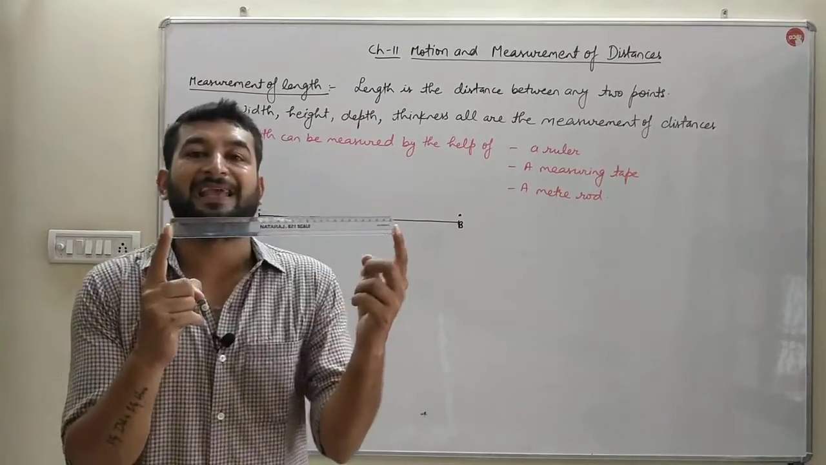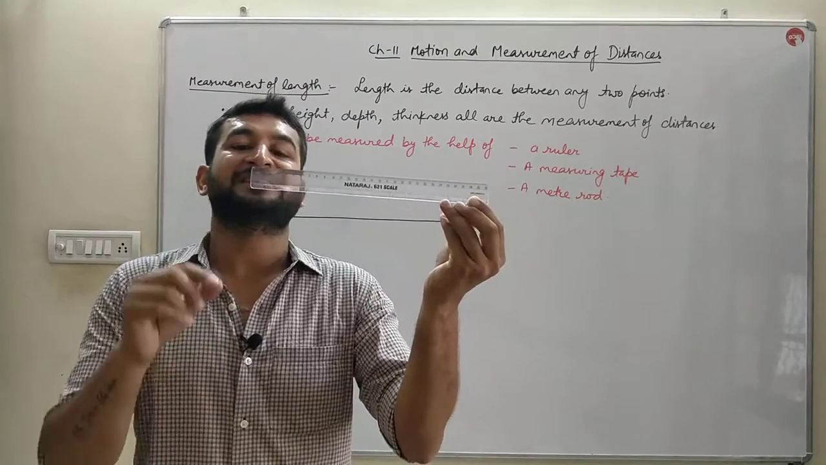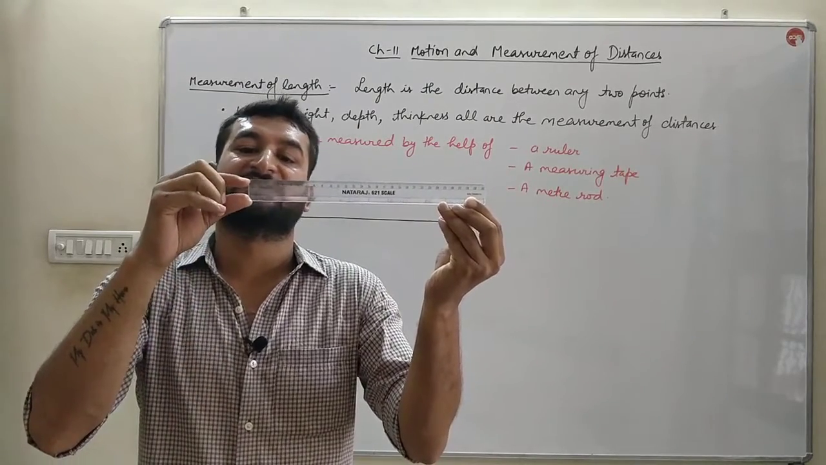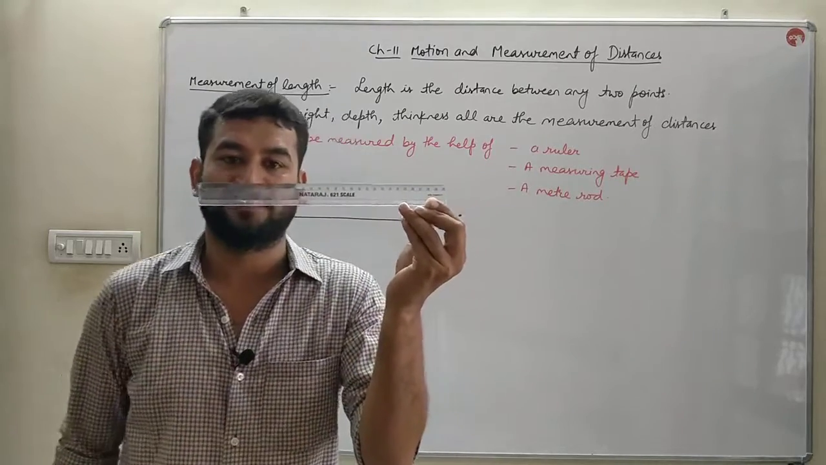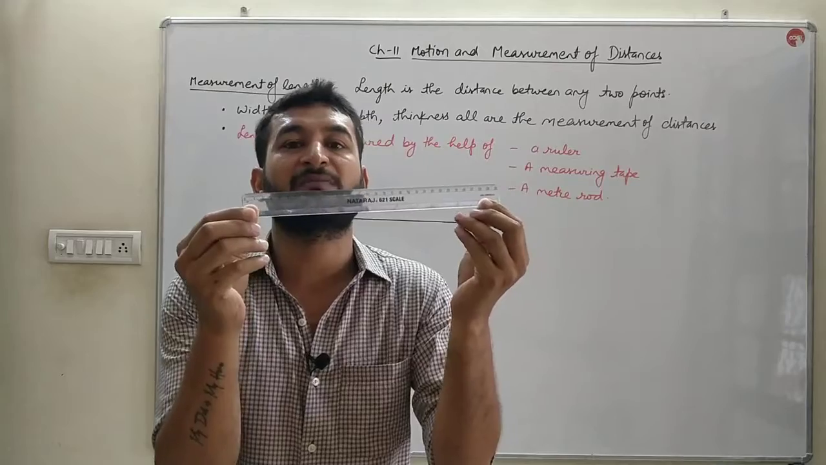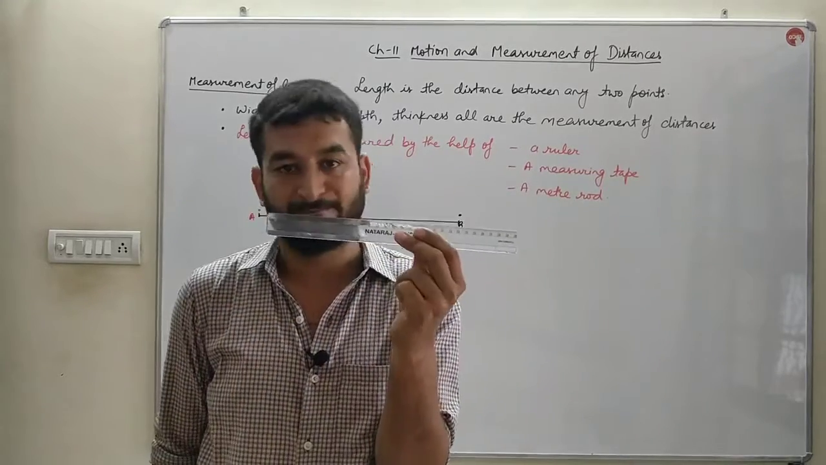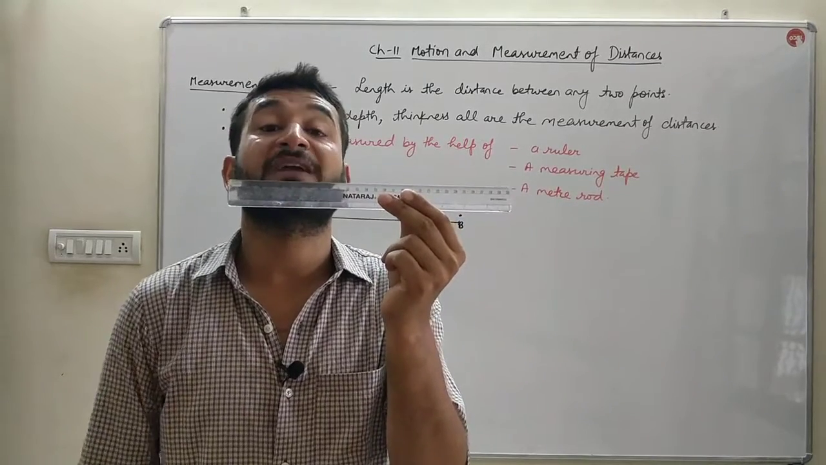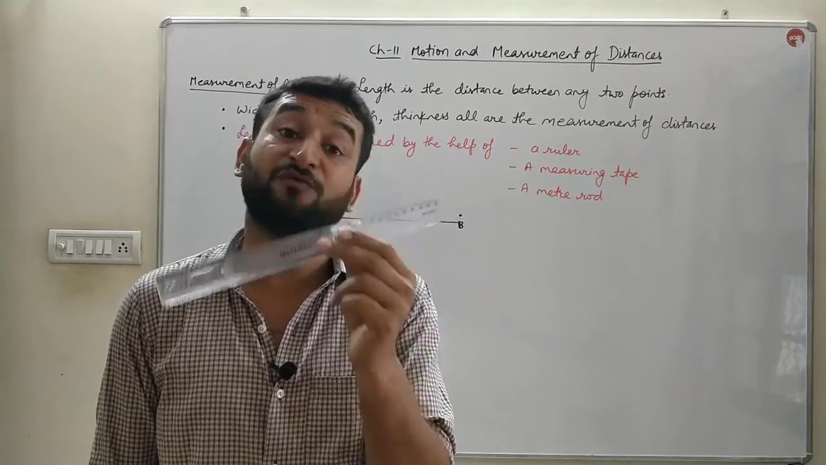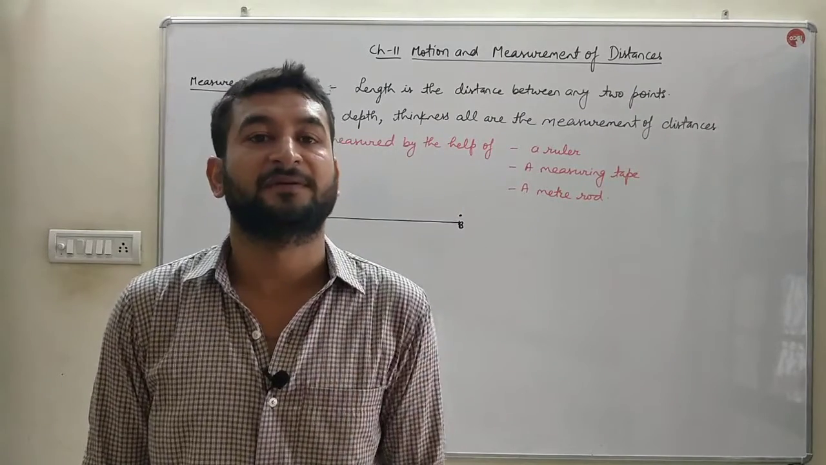This is a measuring scale, bache. You all must have it. This scale has a reading. At the left it is written 0 and on the right it is written 30. So this scale can measure up to 30 centimeters of length. That is the scale or ruler which we use to measure a distance within 30 centimeters more accurately.